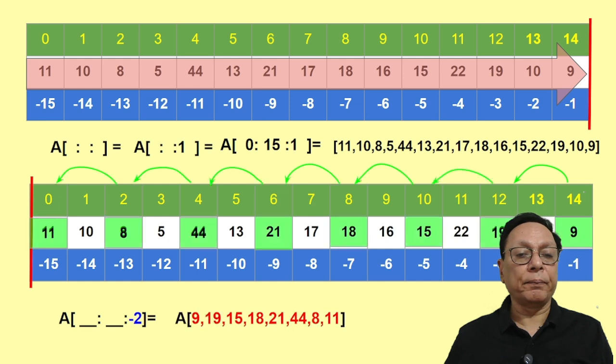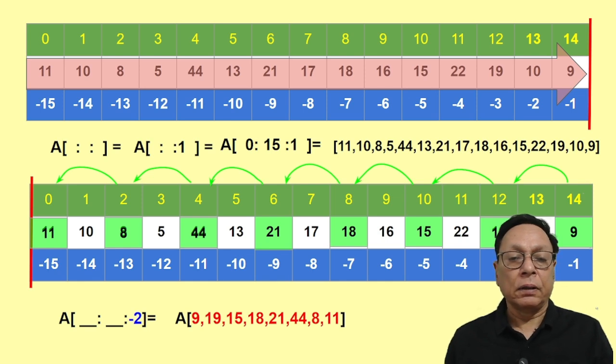So see here, 9, 19, because I was moving right to left, and that is why I unknowingly uttered minus. So the last value, because we are moving right to left, is 9, and the step up to the next value is 19, then 15, 18, 21, 44, 8, and 11, and this was the gap of step of minus 2.